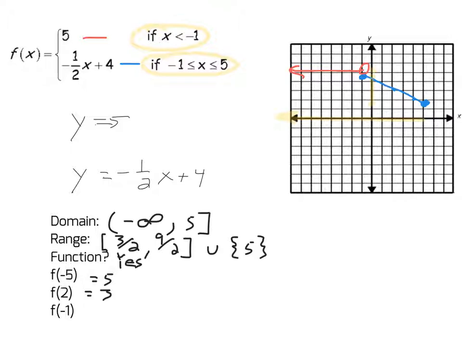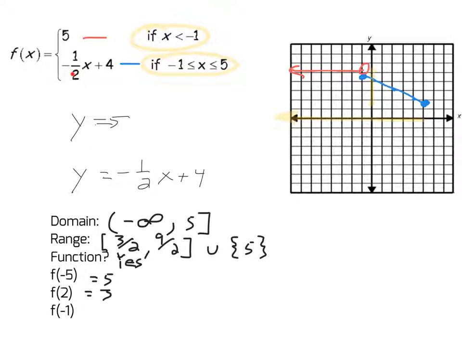Now -1 is the only one that's really kind of interesting, because that's right where this really gets interesting. But if I take the -1 and I try to see which inequality it fits into, is -1 less than -1? No, that's no good. Does -1 fit in here? Is -1 greater than or equal to -1 but less than or equal to 5? Yeah, it is. So I just need to plug -1 into here.